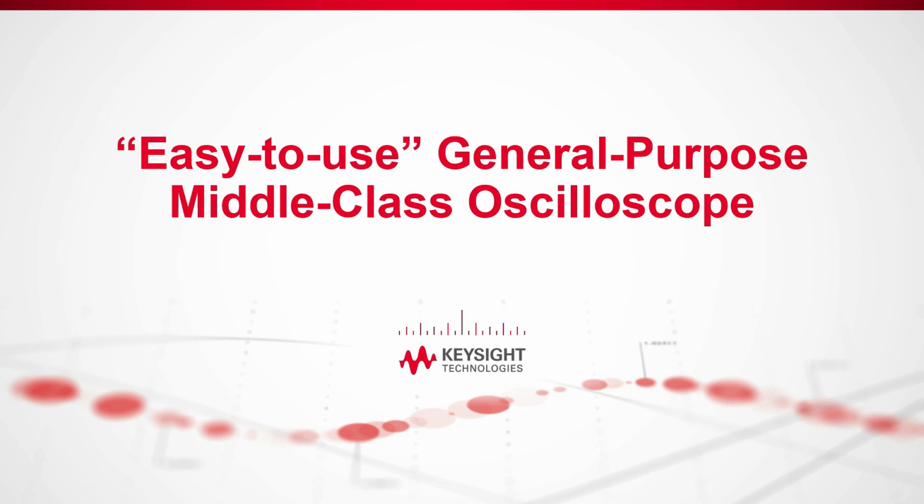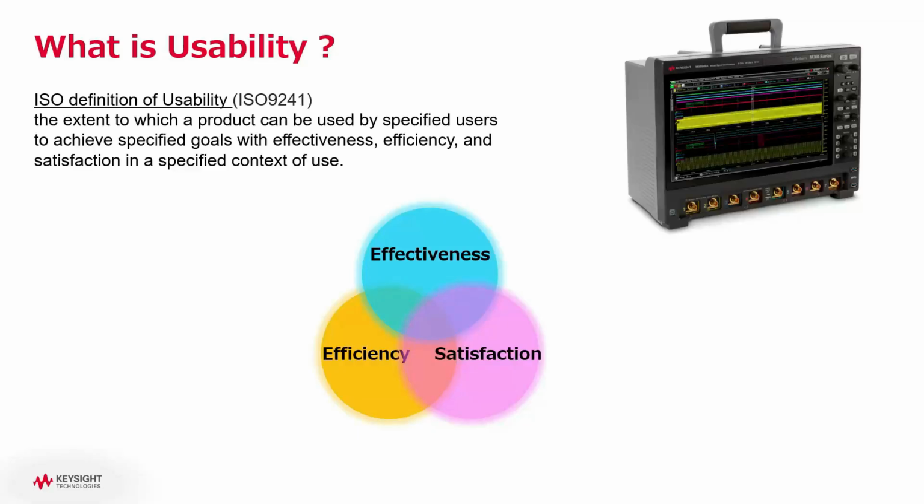In this video, we follow a typical workflow of an oscilloscope user to illustrate what ease of use, or usability, really means. The ISO definition of usability is the extent to which a product can be used by specified users to achieve specified goals with effectiveness, efficiency, and satisfaction in a specified context of use.